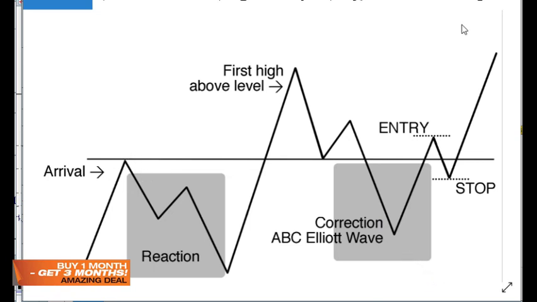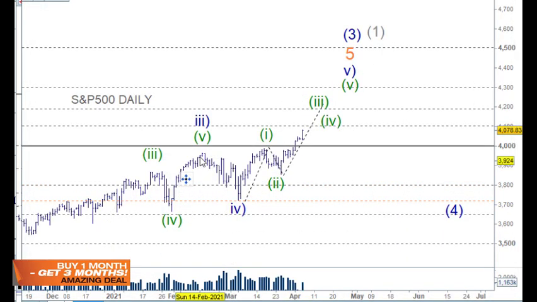So the arrival here would actually be this one here, even though it didn't make it there. So yeah, now we're looking for 1, 2, 3, 4, 5 here, and then we'll look for an ABC back across this level here.